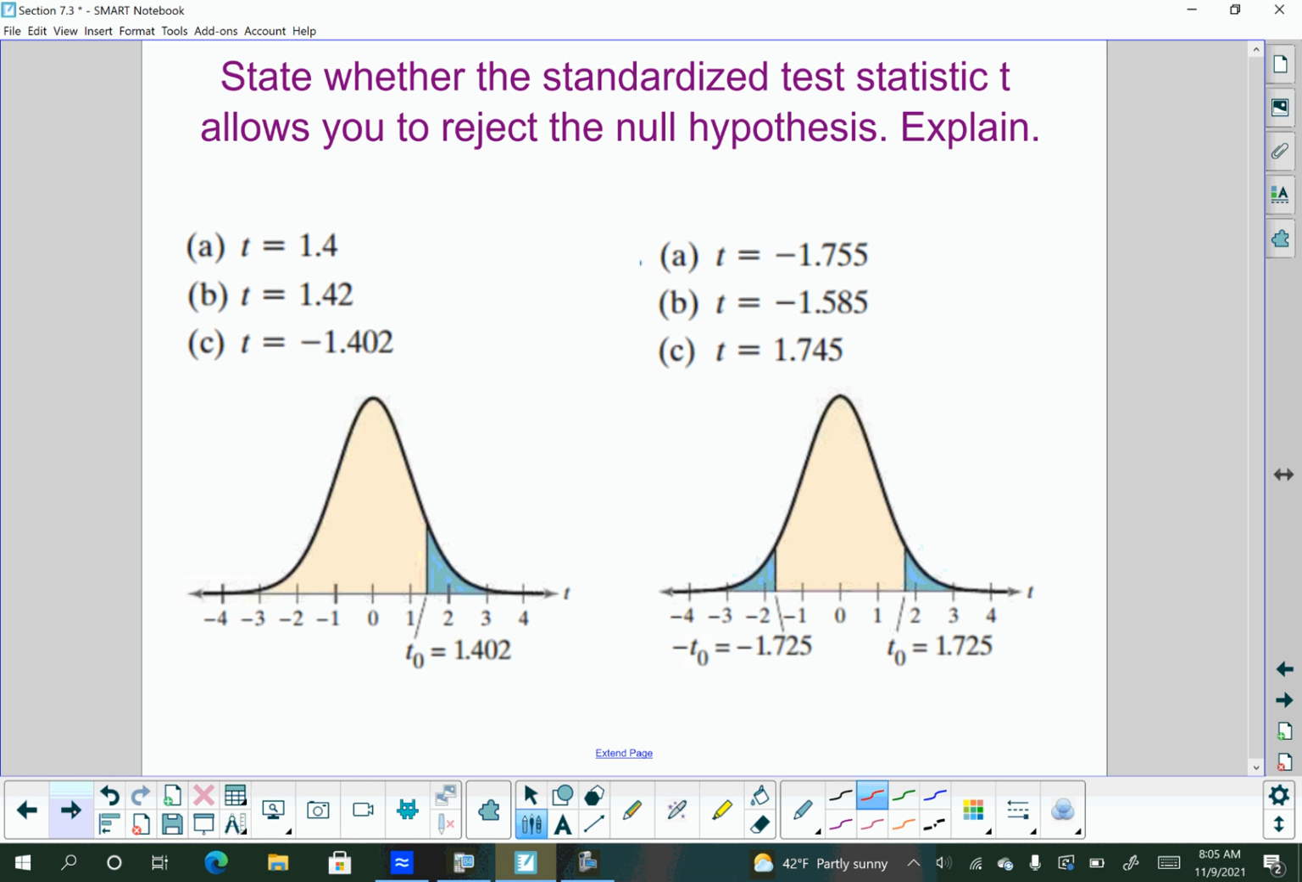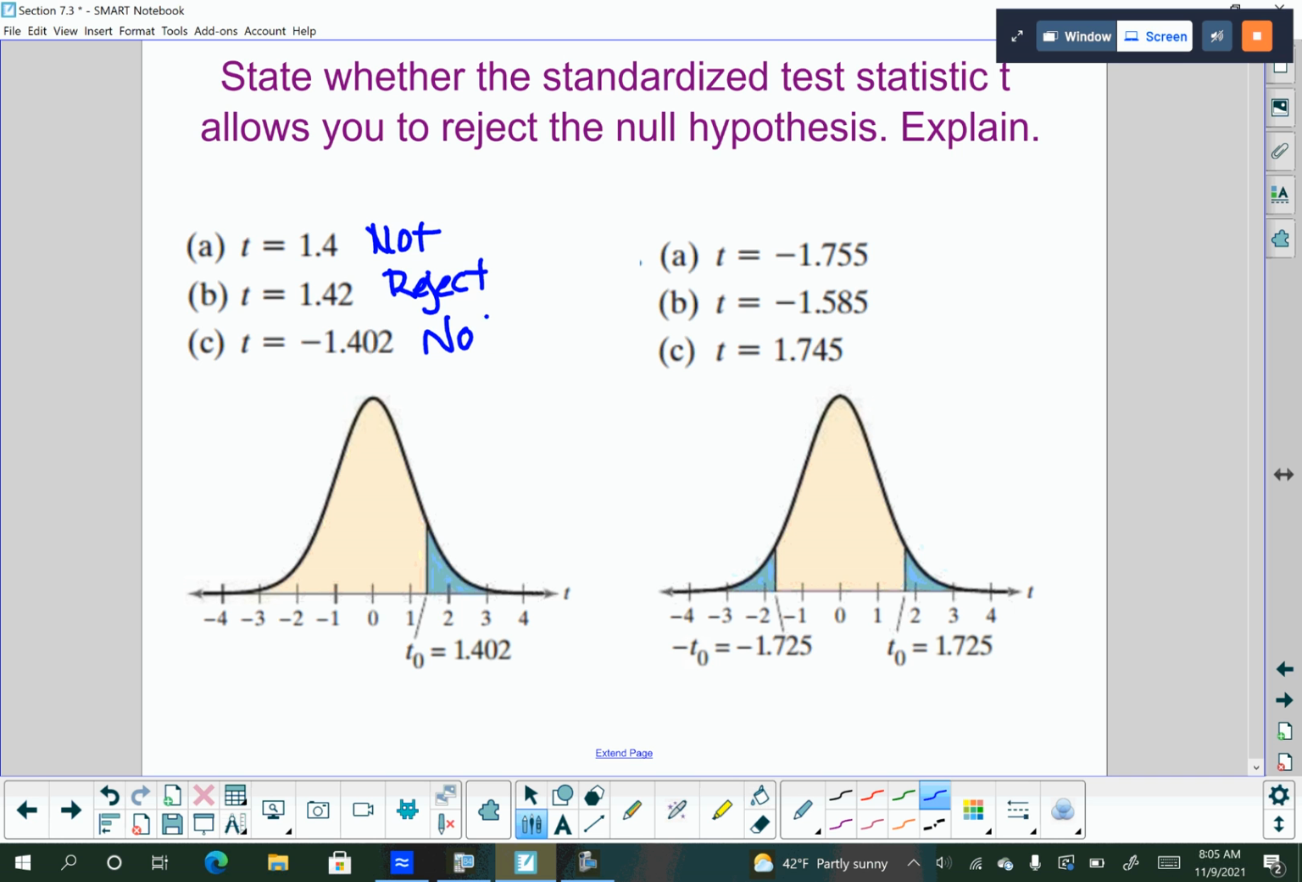So for the one on the left, if my T is 1.4, and I look at that curve on the bottom there, is 1.4 in the rejection region? It is not. So we do not reject. I'll just put the word not there. Okay, what about 1.42? Is that in the rejection region? Yes, so we would reject it. What about negative 1.402? We do not reject, not in the rejection region.